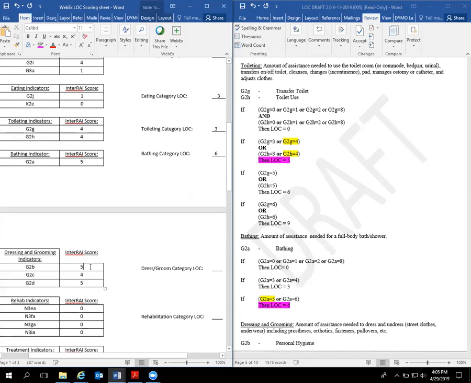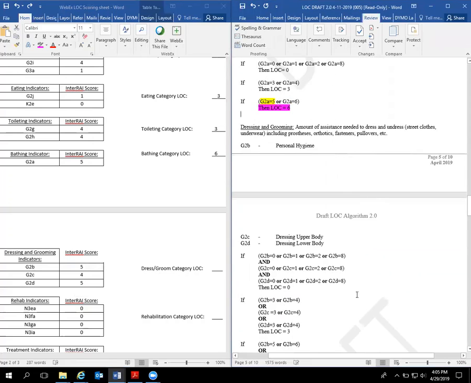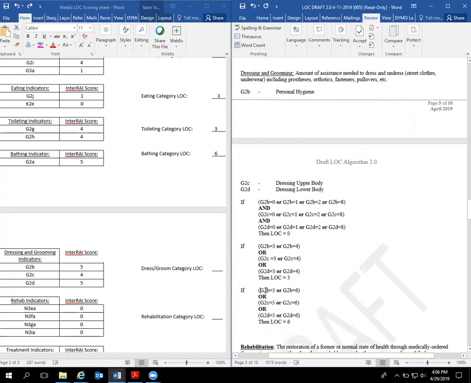For dressing and grooming, G2B was 5 on the enter-I, so we will highlight G2B equals 5.